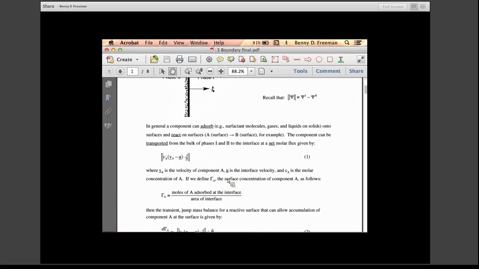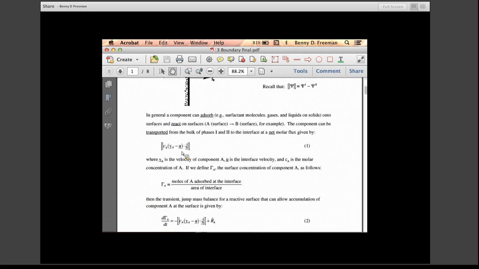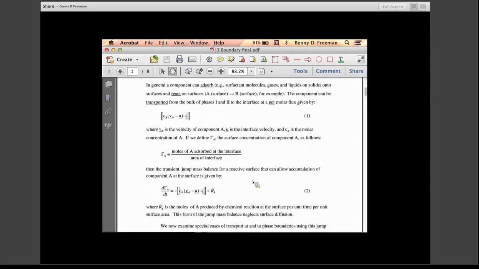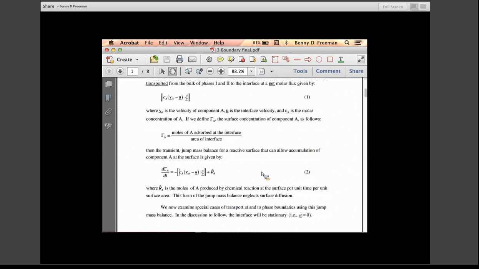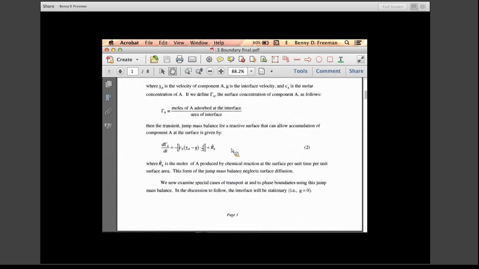The other variables use the interface velocity again. And if we define a term lambda A as the moles of A that are adsorbed at that interface per unit area, I will assert that, using the machinery that I've just shown you, we can derive a jump mass balance for a surface where we can have accumulation of component A at that surface, and where we can allow component A to undergo chemical reaction at that surface. And the result of that expression is shown here.